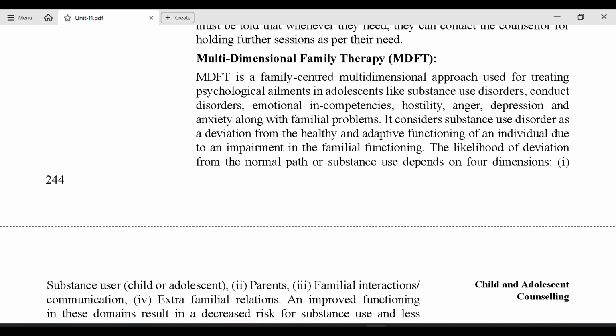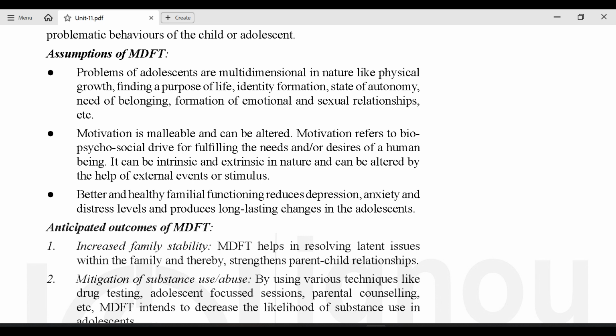The likelihood of deviation from the normal path or substance use depends on 4 dimensions: 1, substance user, child or adolescent; 2, parents; 3, familial interactions / communication; 4, extrafamilial relations. An improved functioning in these domains results in a decreased risk for substance use and less problematic behaviors of the child or adolescent. Assumptions of MDFT.